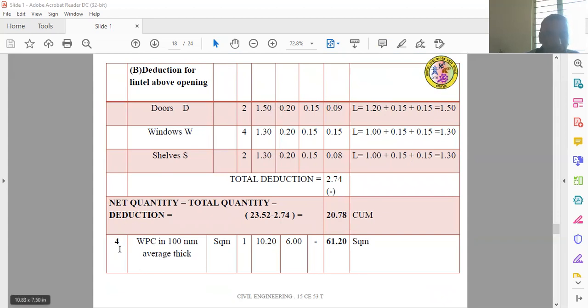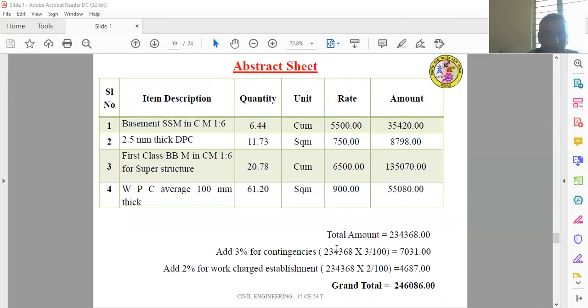After completion of the third item, go to the fourth item, which is WPC 100 mm thick. Its unit is square meter. 10.2 meters in the horizontal direction, 6 meters in the vertical direction. Quantity is equal to 61.2 square meter.